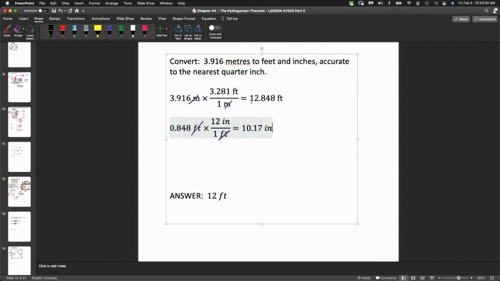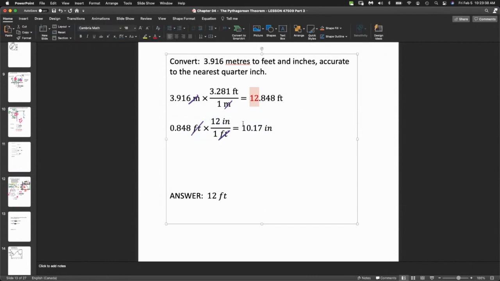Thank you. So now this 12 here is in the bank. This 10 here is in the bank. Put it in the bank, right? Do not touch it at all. It's 12 feet, 10, and something inches.